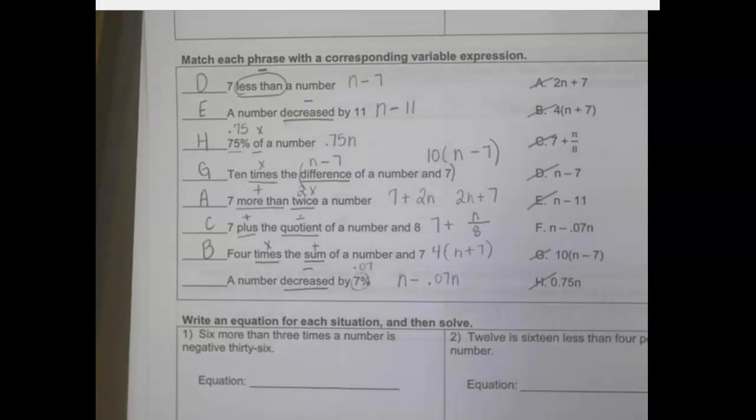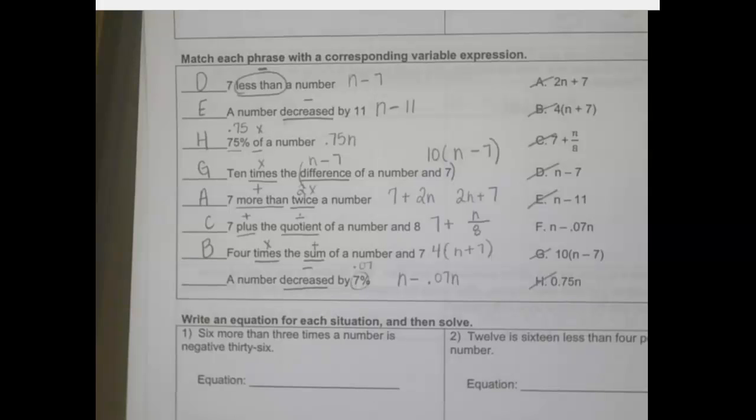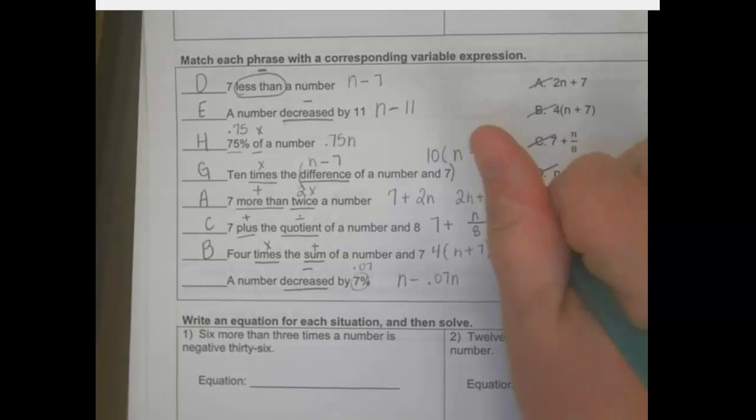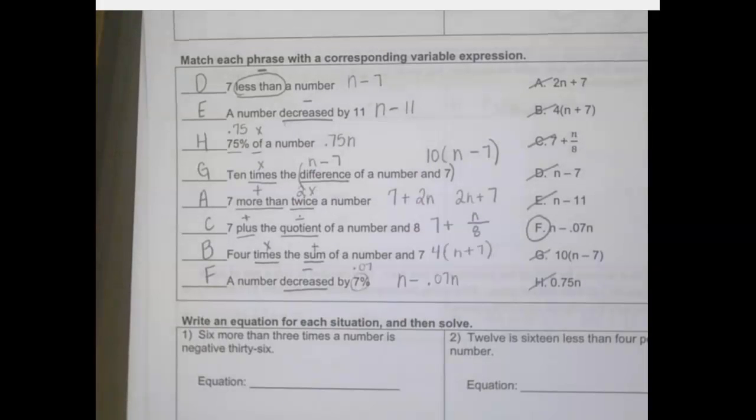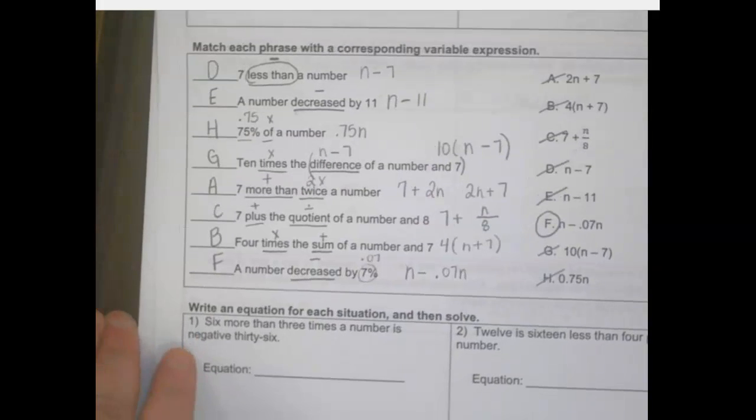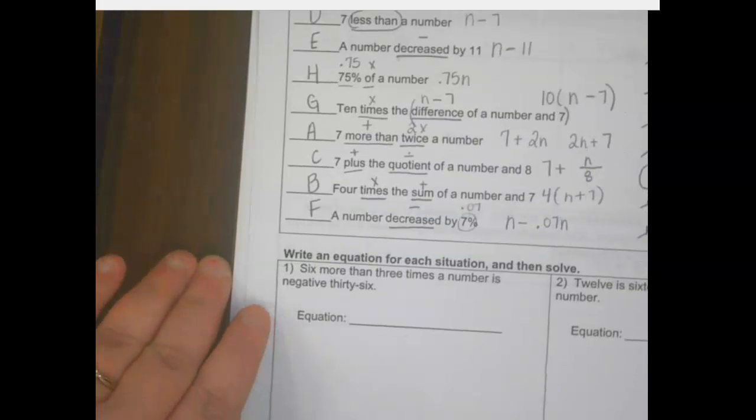I know you know it's it because it's the last option left. But it can't just be subtract by 7%. Because a percent has to be of something. So of a number, of the number. Very good, which matches F. Any questions about any of those so far? All right, let's look at number 1 at the bottom.